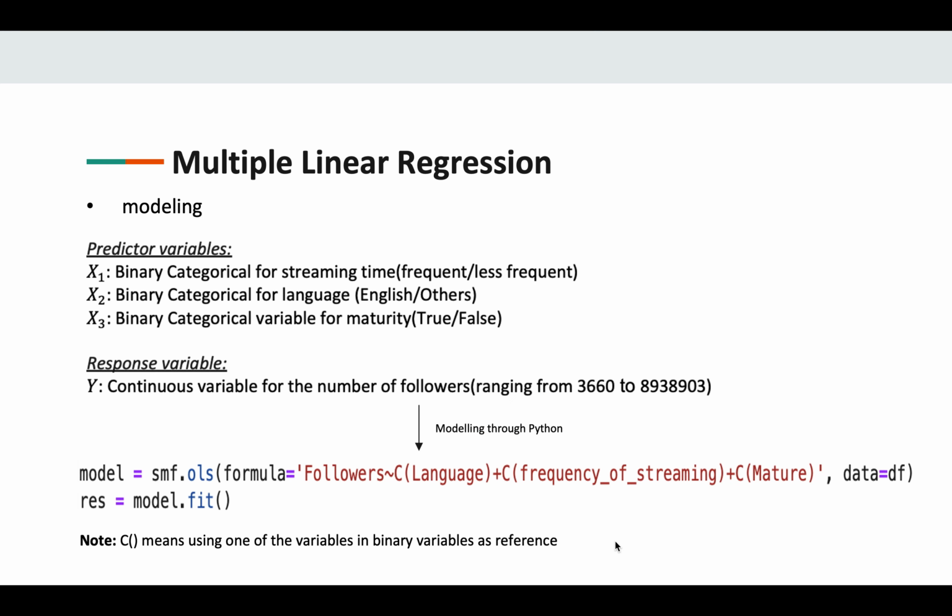Now we have three predictor variables. All of them are binary categorical variables. And our response variable, as mentioned before, is the number of followers. Now, with the well-processed data, we can do the multiple linear regression modeling through Python. And here it shows the main code to feed the model.